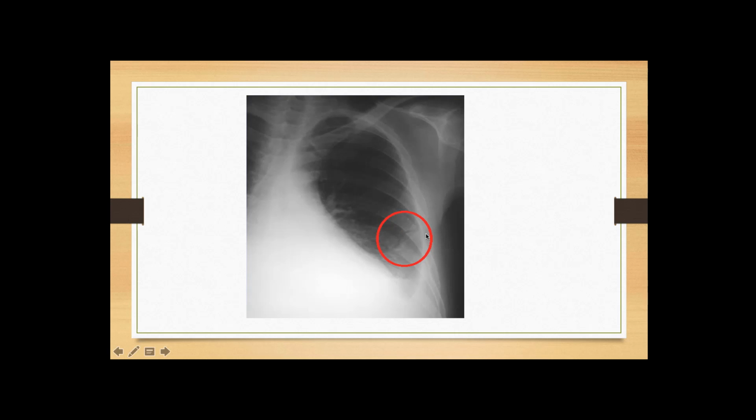This is just a chest x-ray showing a flail chest patient. This patient broke a couple of ribs, and now their chest is moving in a paradoxical direction. So that's just one slide.